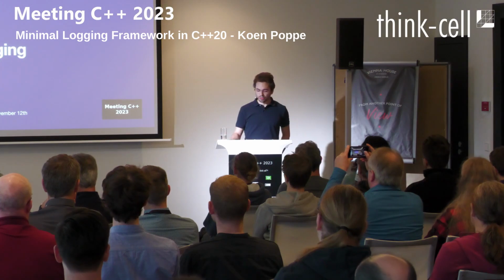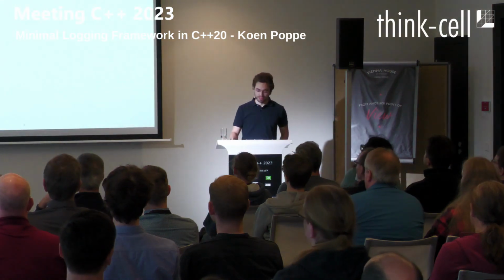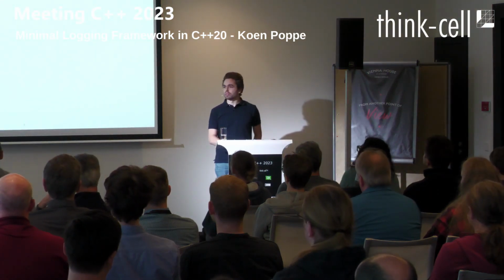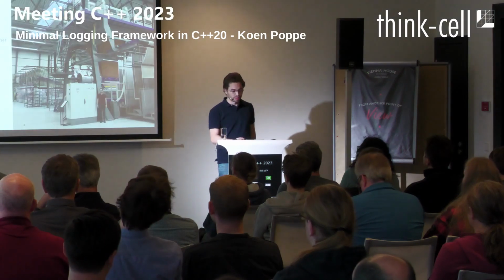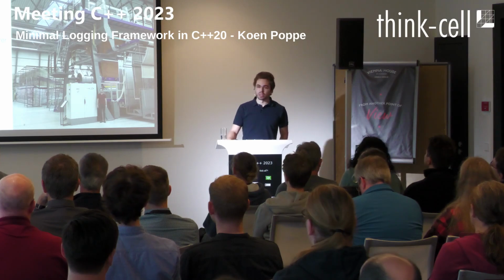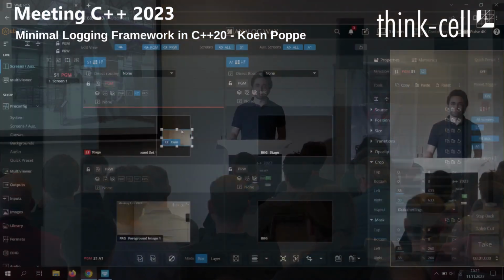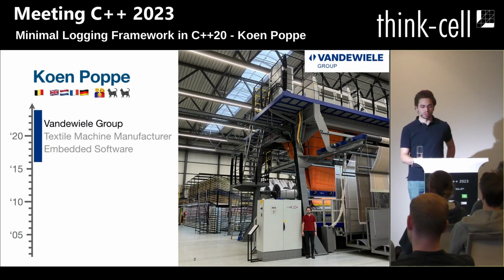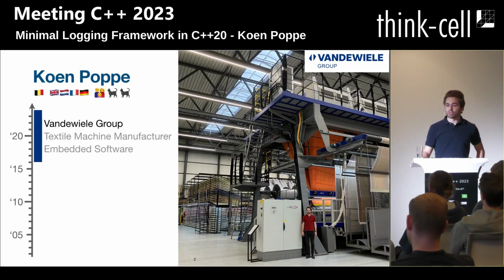So my name is Koen and I'm from Belgium and I'm currently working for the Van de Wielen group. This may be a name that is not too familiar to you, but we're a textile machine manufacturer from Belgium, which started as just a family company for weaving machines, but now has grown to a very big company which has all kind of textile machines. So that's why we call it like that.